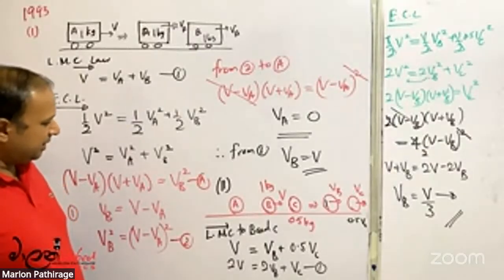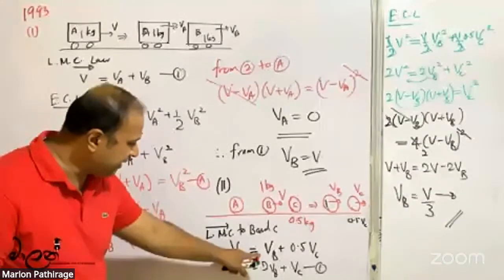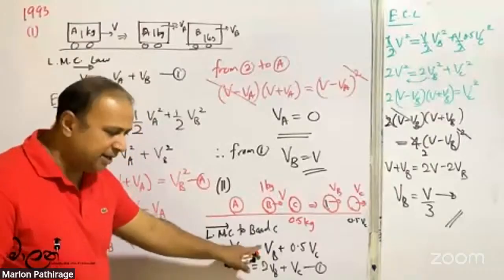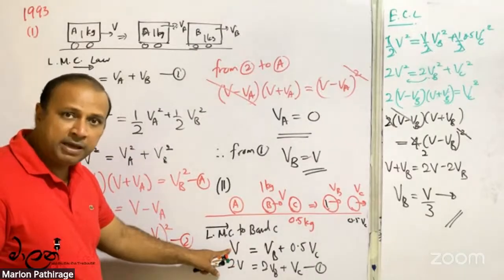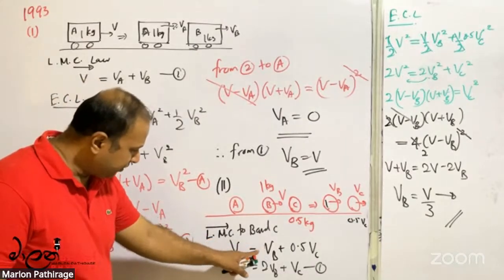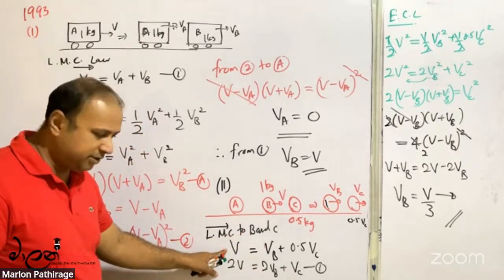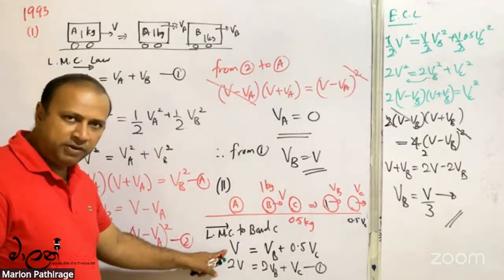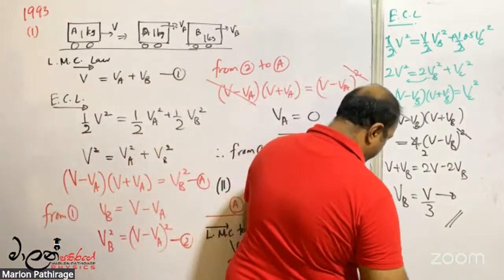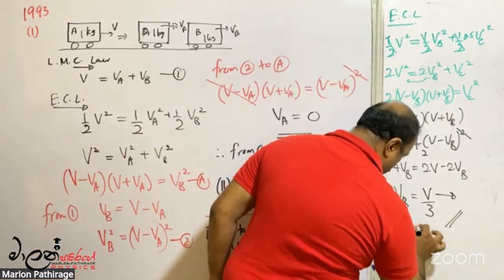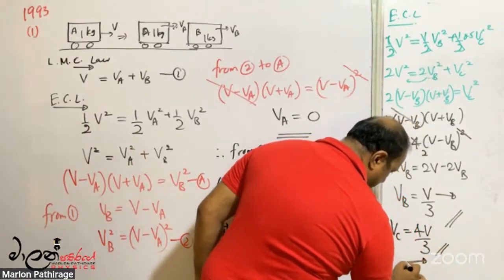So if we put v over 3 for v_B, you can apply it to this side, then take it to here. Here v over 3; if you take it to here, it will become 2v over 3. 2v over 3 into half. Therefore, v_C is equal to 4v over 3, in the same direction.